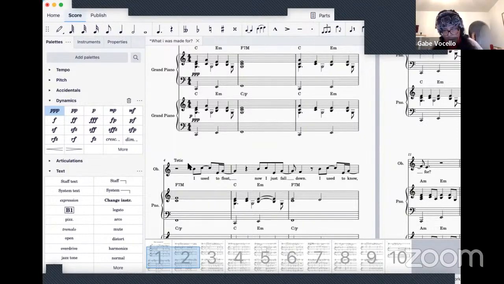Anacrusis means pickup. The pickup of the downbeat, so ta ta, okay? So it does not start on the tetic, it starts on what is called anacrusis, so that 1, 2, ta ta ta ta, okay?